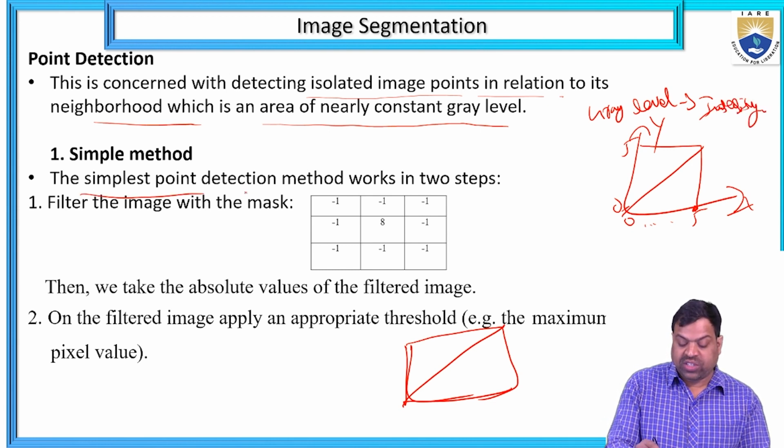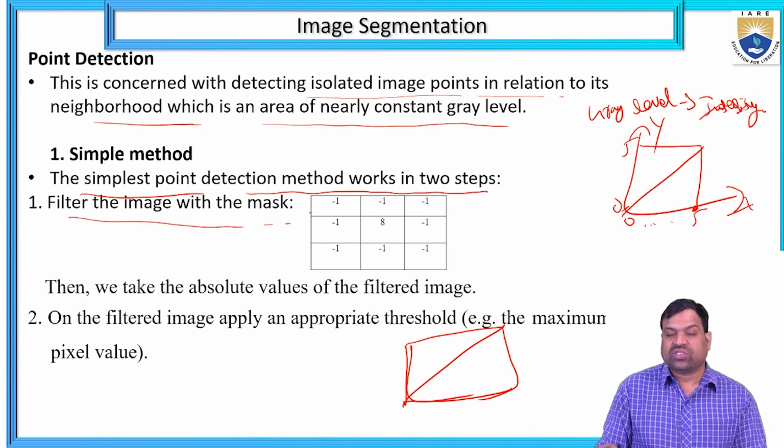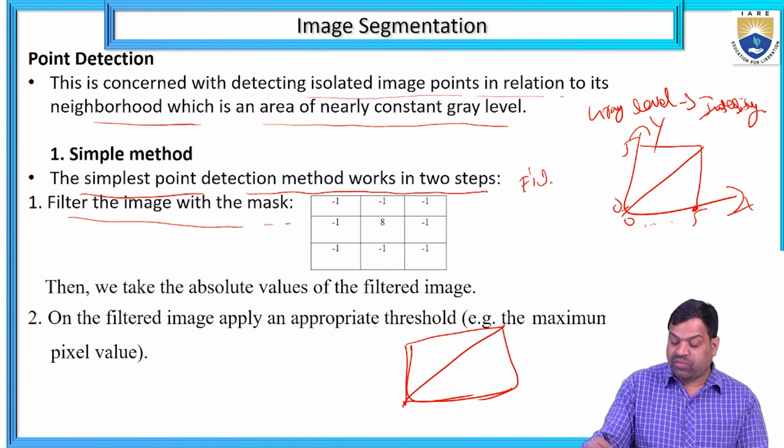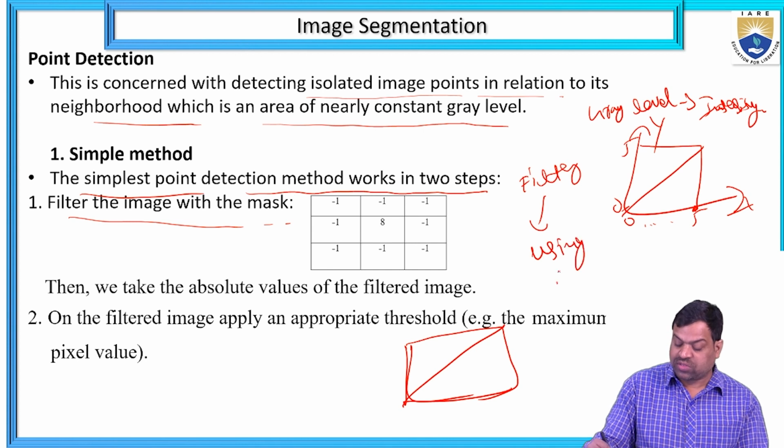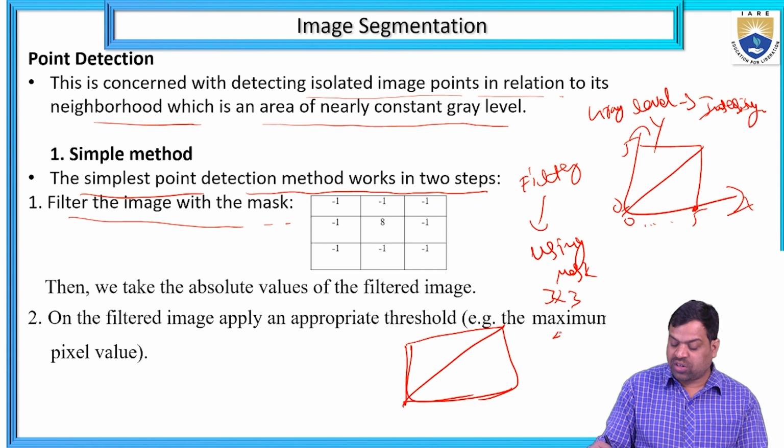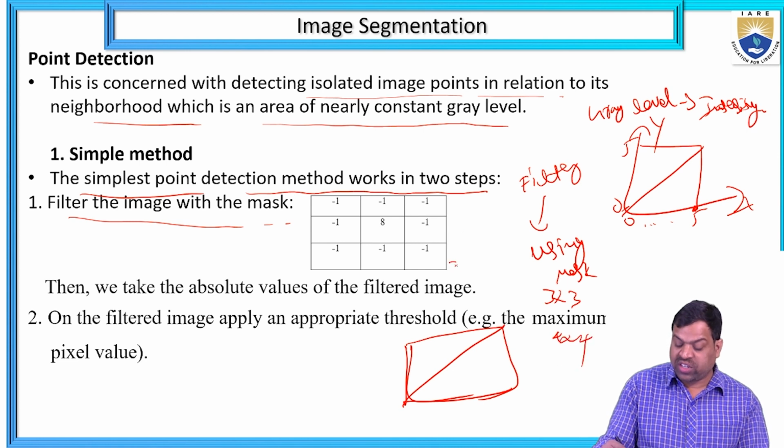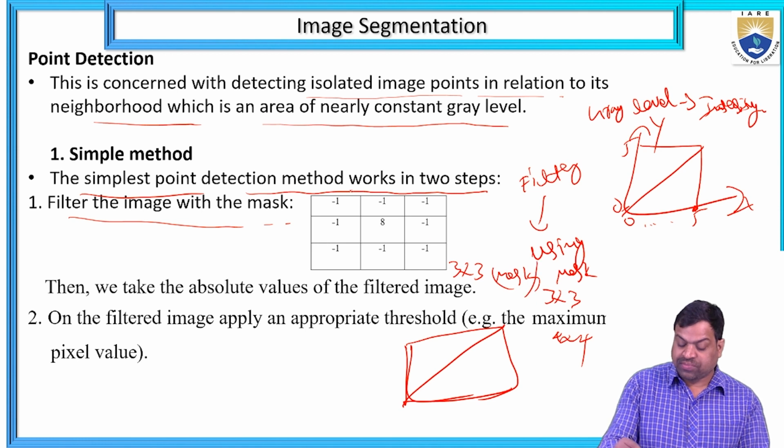The simple detection method works in two steps: filtering the image with a mask. We already know from before how we do filtering using a mask. A mask is 3 by 3 or 4 by 4. Here I am applying a 3 by 3 mask: minus 1, minus 1, minus 1 and so on, and the middle point is 8.